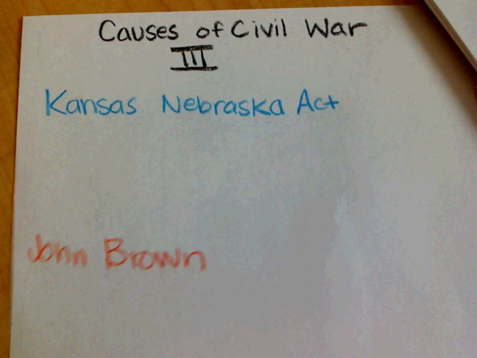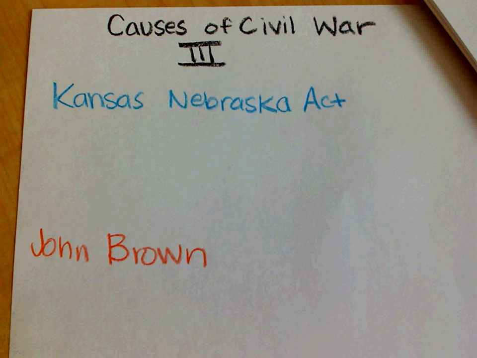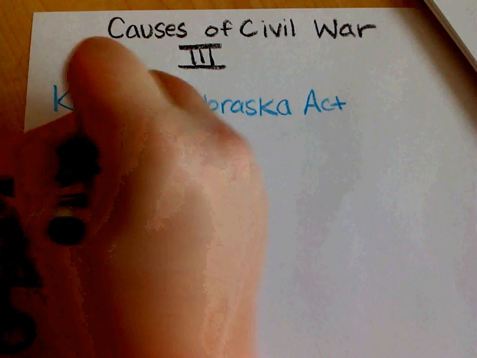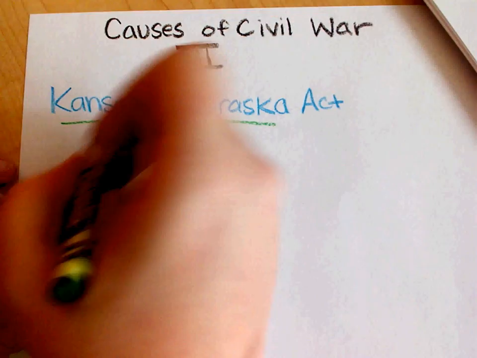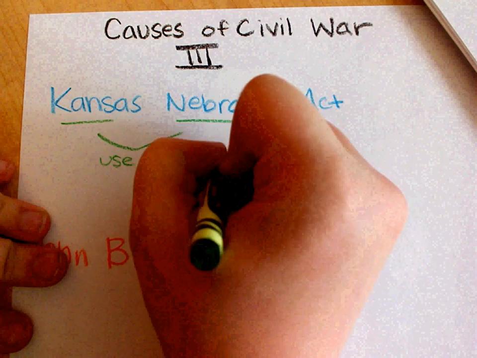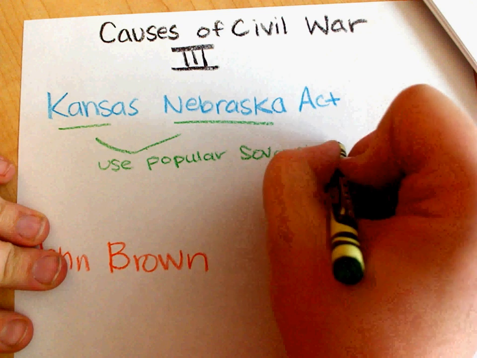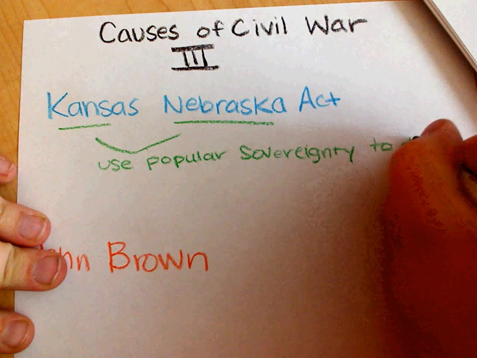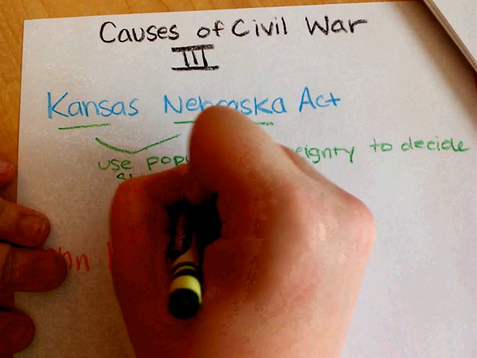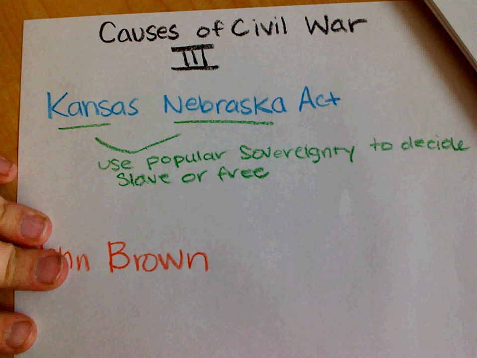We're going to start off with the Kansas and Nebraska Act. The Kansas and Nebraska Act basically says that Kansas and Nebraska are going to use popular sovereignty to decide slave or free. Now, popular sovereignty means the people get the right to choose.